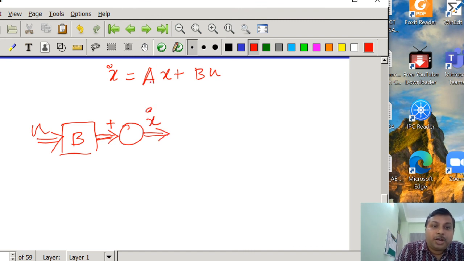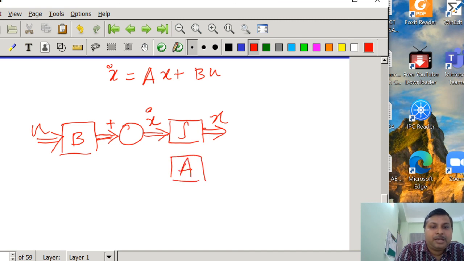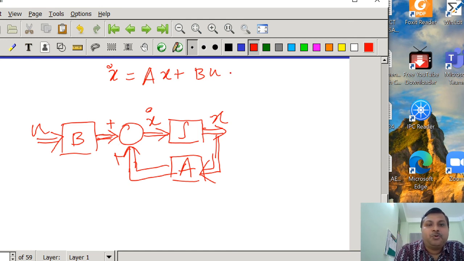Okay, so x dot requires not only B into u, you require the component A into x. So how will we get A x, because we only have x dot? If you want to get x, then you have to integrate. Once you get x, then you can multiply with gain A, because it is constant. A is a constant matrix. Now here you can add with this to get the first equation, that is x dot equal to A x plus B u. Now the rest of the thing is the output equation. Output equation is what?